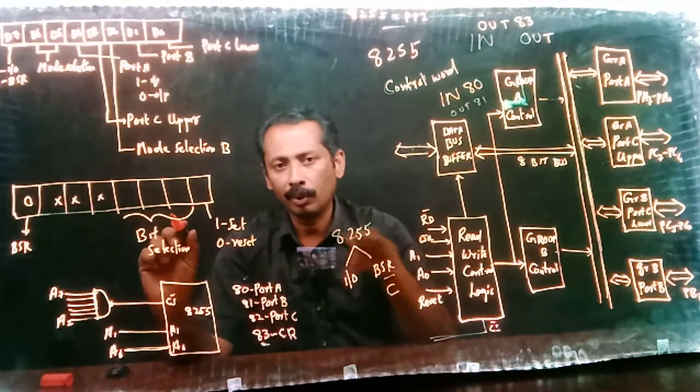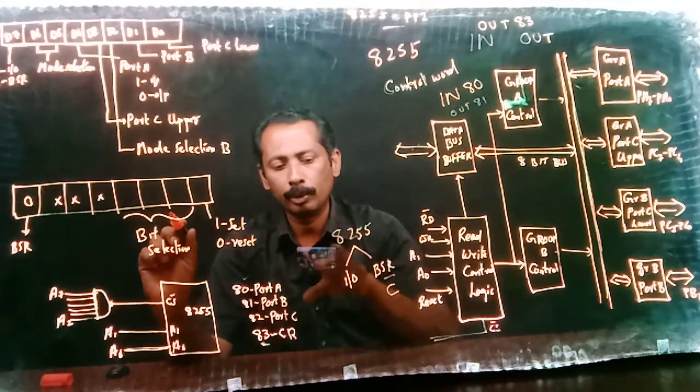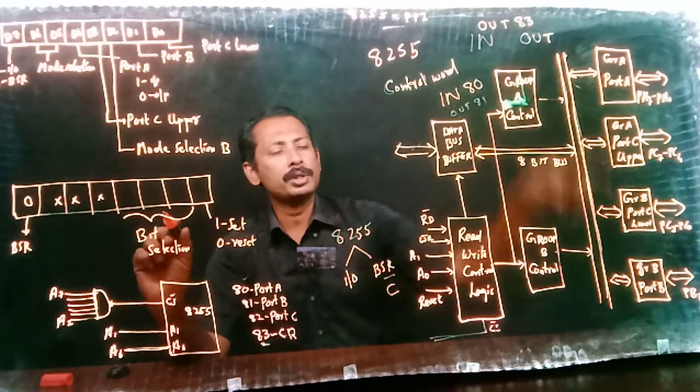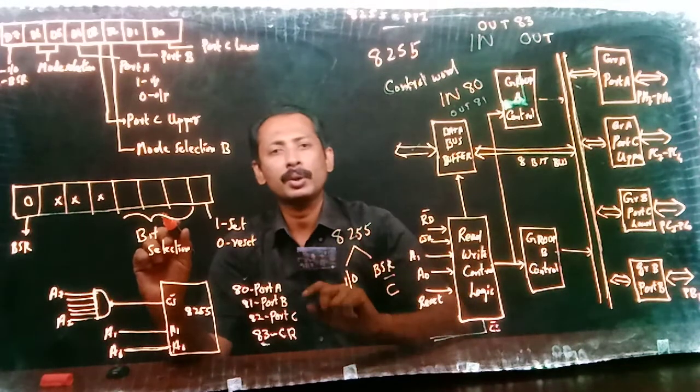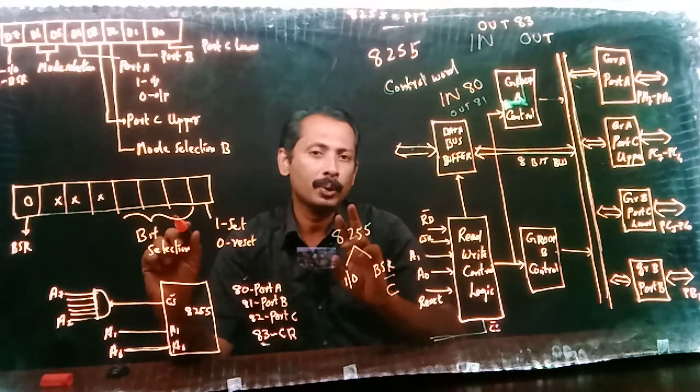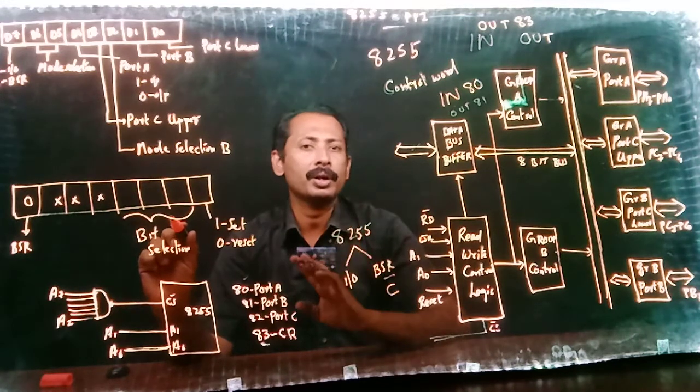So understand about the modes. 8255 basically has two modes: IO mode and BSR mode. It is in IO mode that we can use these ports. In it, group A works in three modes: mode 0, mode 1 and mode 2. Group B works in two modes: mode 0 and mode 1.